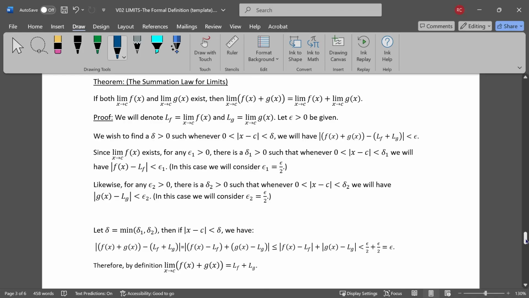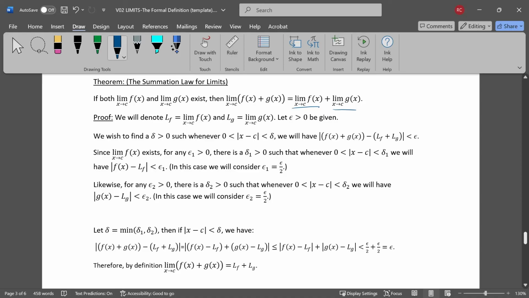So the summation law for limits says if both the limit as x approaches c of f of x and the limit as x approaches c of g of x exist, then the limit of the sum f of x plus g of x is equal to the limit of f plus the limit of g, all of course occurring when x approaches c. So what this means is if I have a limit of the sum of two functions, I can always evaluate it, if those limits exist, by evaluating each limit separately first and adding the results together. Okay, so let's go through the proof here.